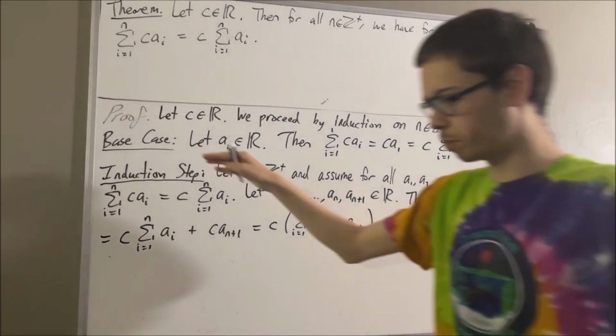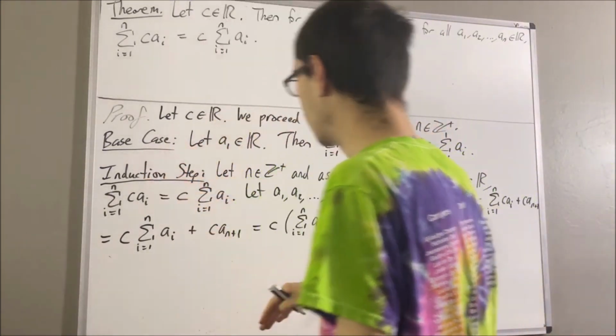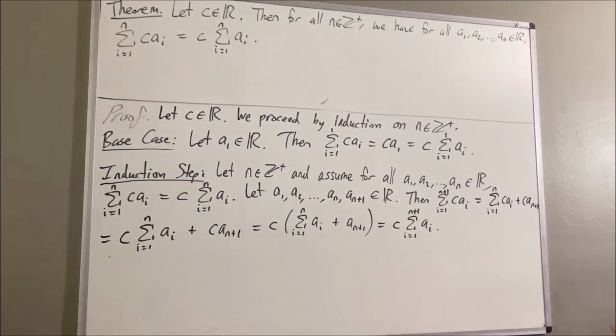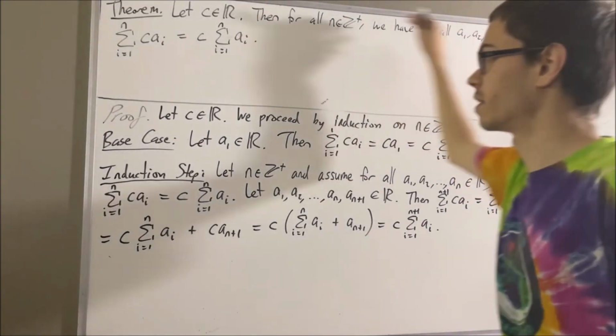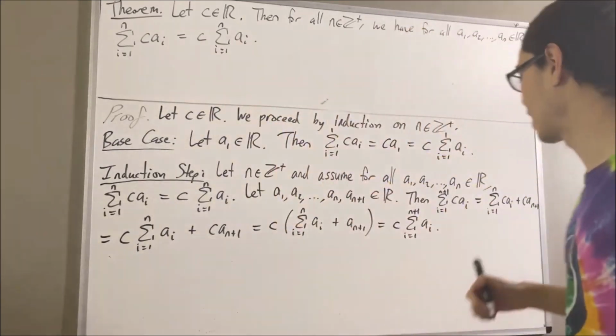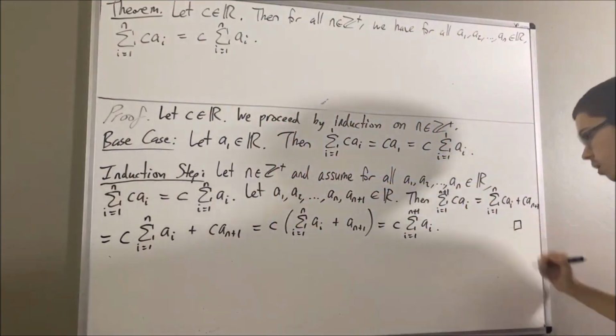And because we've completed the base case and the induction step, this closes the induction. Which means we have proven for all positive integers that this is true. And that's exactly what we wanted to prove. So this completes the proof.